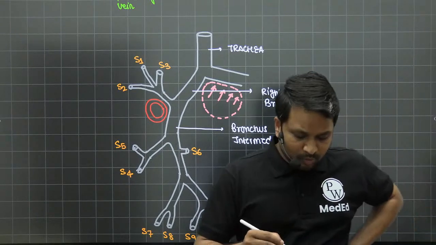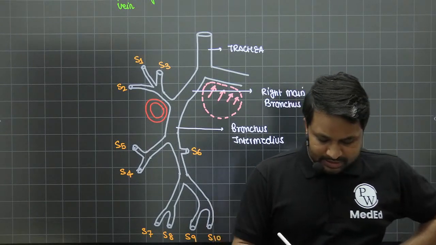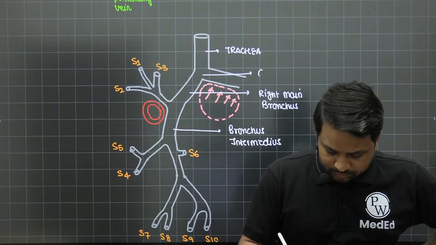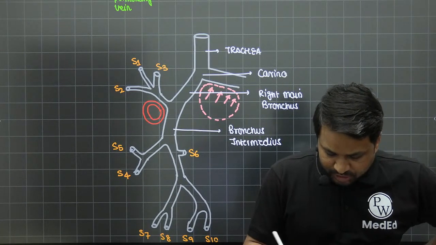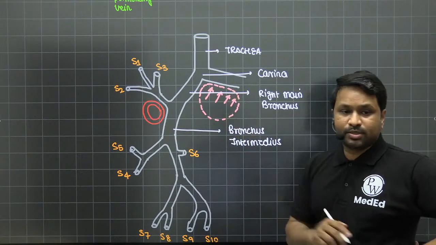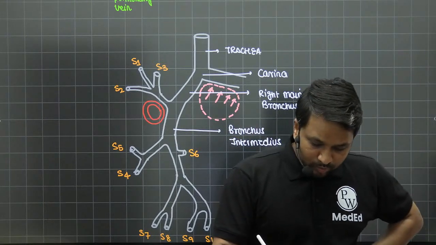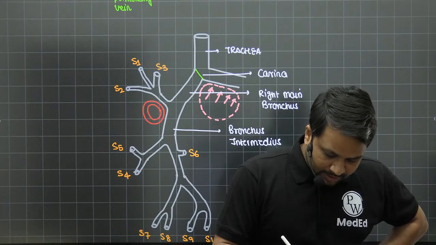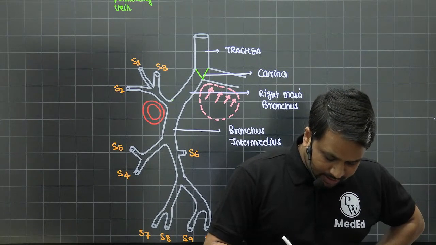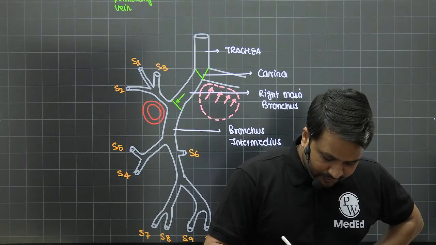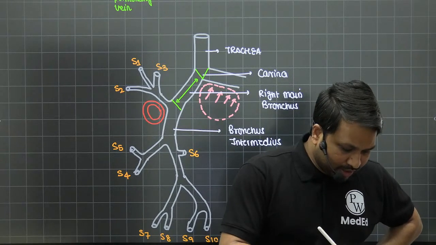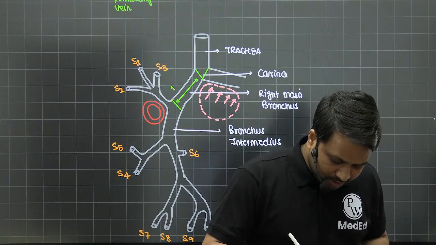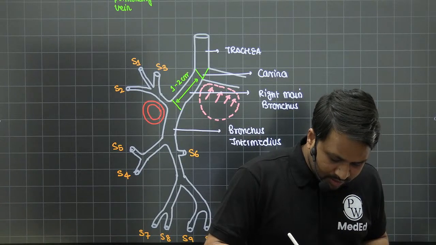Now, one of the most important things is this junction, I hope everybody knows, this is what we call carina. The junction between the right and the left main bronchus is what we call carina. So when you measure the distance between the carina and where the first upper lobe is taking off, this is a very short distance. It is usually 1 to 2 centimeters, right?